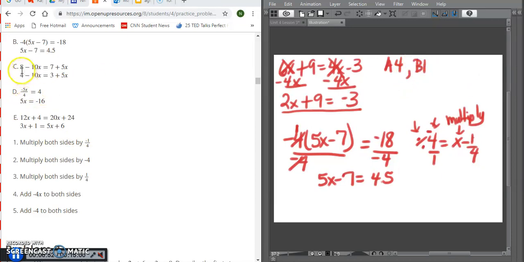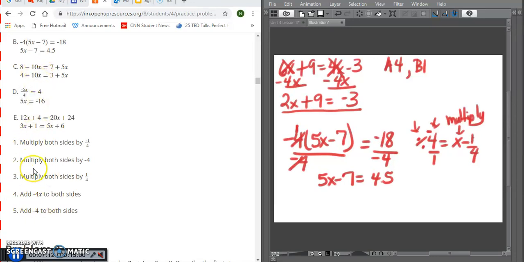And then if you look at C, C is pretty easy. 8 went down by 4. 10x and 10x stay the same, both negative. 7 went down to a 3. That means I subtracted 4. Plus 5x and plus 5x remain the same. So that means that I subtracted 4 from both sides.